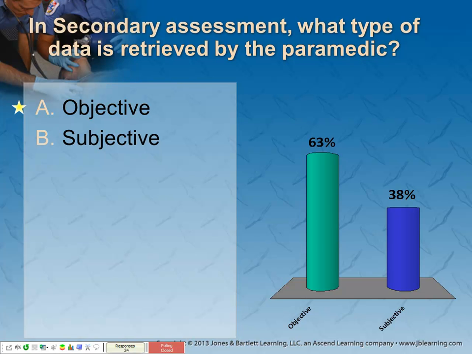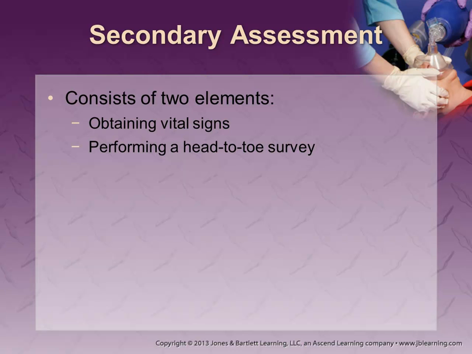Anybody else have a question? All right, it consists of two elements. You have to obtain vital signs, which is objective data, right? The patient can't tell you their blood pressure is 100/70. You have to take that for yourself, right? Vital signs also include a blood glucose check. Everybody always forgets an AccuCheck, but AccuChecks are considered part of your vital signs. And then the next part of the secondary assessment is your full head-to-toe assessment.